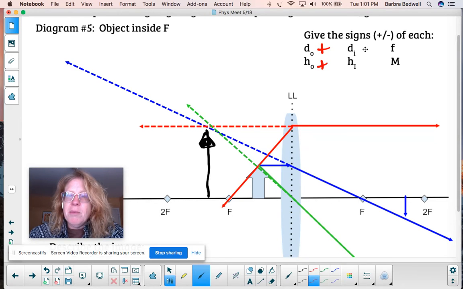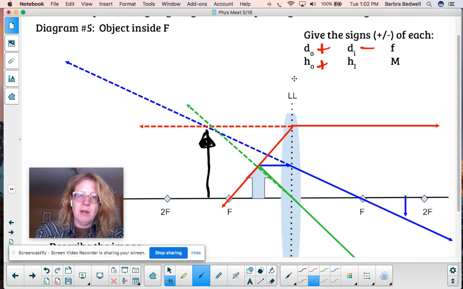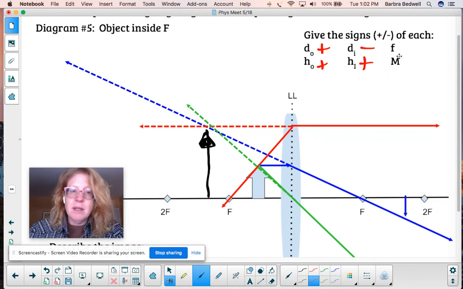Distance to the image, because this is a virtual image now, our distance to the image is negative. I know that really throws students off, but because it is a virtual image, it is made from these virtual reflected rays, we give that a negative sign. And that's just by definition how these equations work. HI now, because it's upright, this one actually makes sense. It's upright, so the height of the image is positive because it's right side up, so that makes sense.